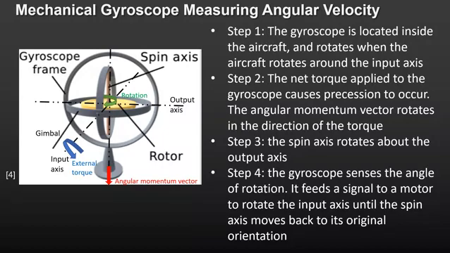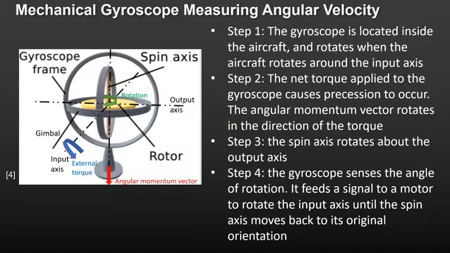The net torque applied to the gyroscope causes precession to occur. Precession is the change in the orientation of the rotational axis of a rotating body. The angular momentum vector rotates in the direction of the torque, which means in this case that the spin axis rotates about the output axis. The gyroscope senses the angle of rotation.